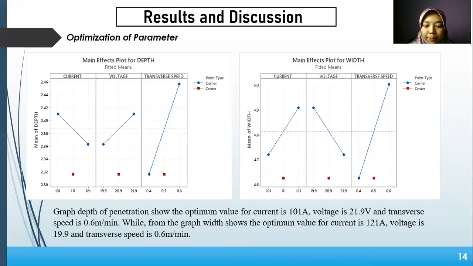Optimization of parameter. The higher value for every parameter is the optimum value. From both graphs, it shows the optimum value for every parameter that influences the depth of penetration and width. The graph of depth of penetration shows the optimum value for current is 101 ampere, 21.9 voltage, and transfer speed is 0.6 meter per minute. While the graph of width shows the optimum value for current is 1 to 1 ampere, 19.9 voltage, and transfer speed is 0.9 meter per minute.